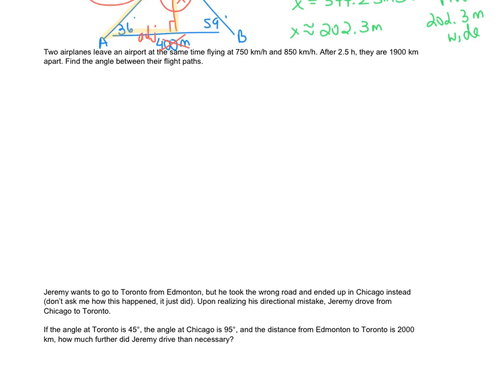Two airplanes leave an airport at the same time, flying at 750 kilometers per hour and 850 kilometers per hour. After 2.5 hours, they are 1,900 kilometers apart. Find the angle between their flight paths. So why don't you pause the video here and try to set up a triangle, what you think it might look like, then come back to the video to see if you are on the right track.